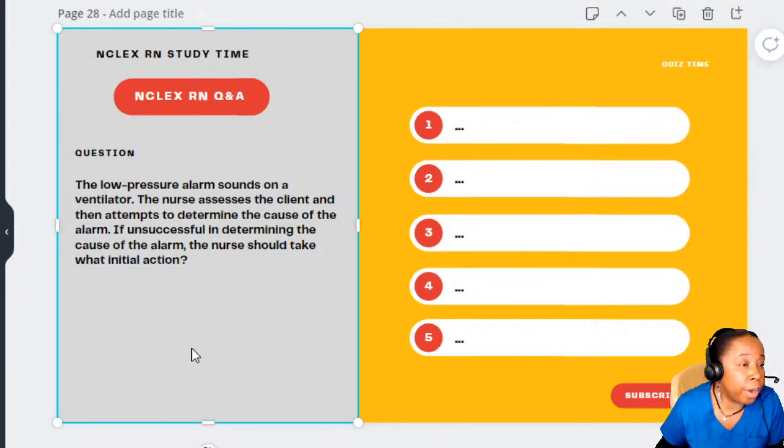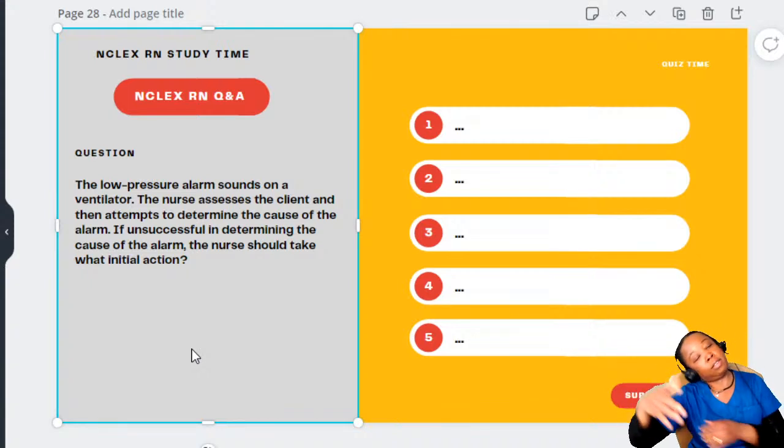Okay, the low pressure alarm sounds on a ventilator. The nurse assesses the client and then attempts to determine the cause of the alarm. If unsuccessful in finding the cause of the alarm, the nurse should take what initial action?